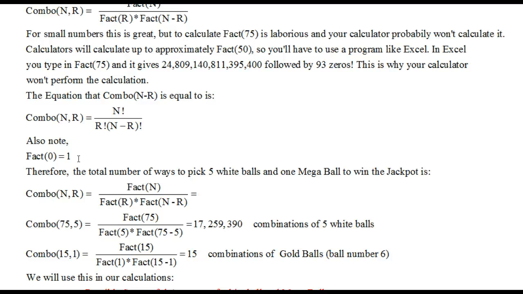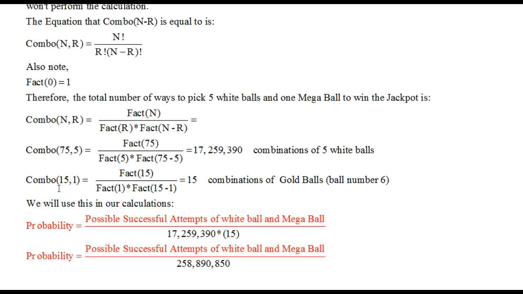So if I plug in n equals 75 and r equals 5 into our equation here, this combo equation tells me that if I pick all of the numbers and use them all up, and use them only once, I will have 17,259,390 combinations, different numbers. That's a lot of combinations, okay? And then the equation says I have to pick 1 mega ball.